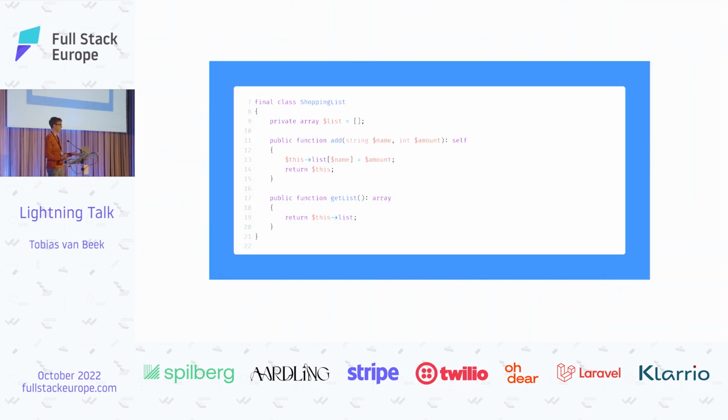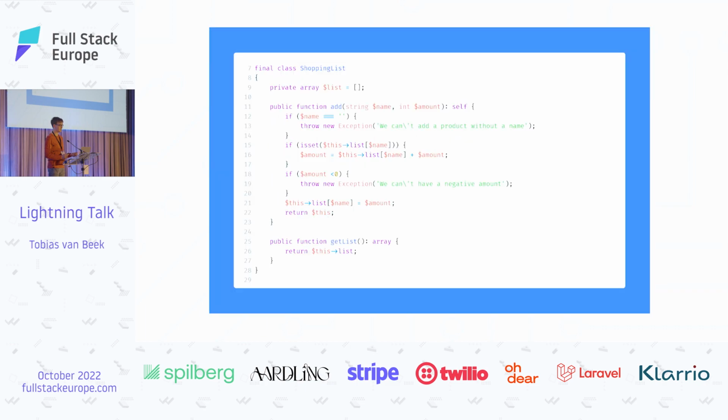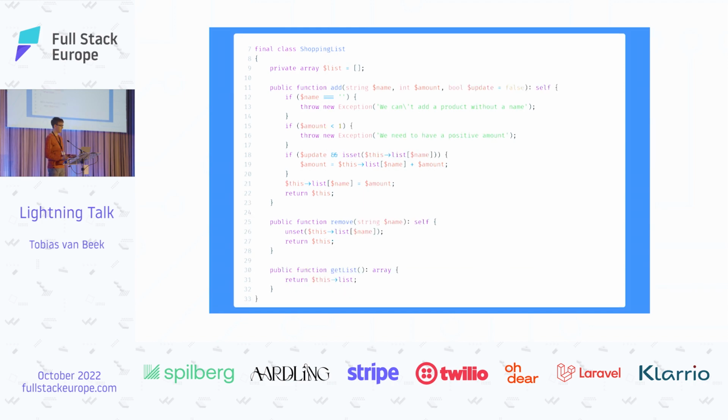We started with a very small, clean class like the shopping list. You can add items with an amount, and you can get the list. And then we add some validation to it, because we don't want a negative amount or an empty name. And we add an option to remove items and to decide, if you add the same product again, if you want to update or override the amount.